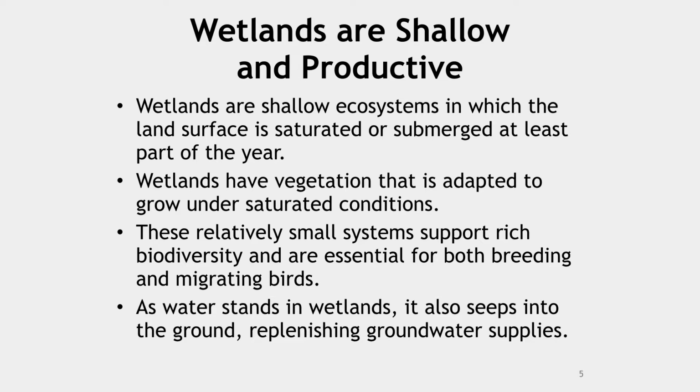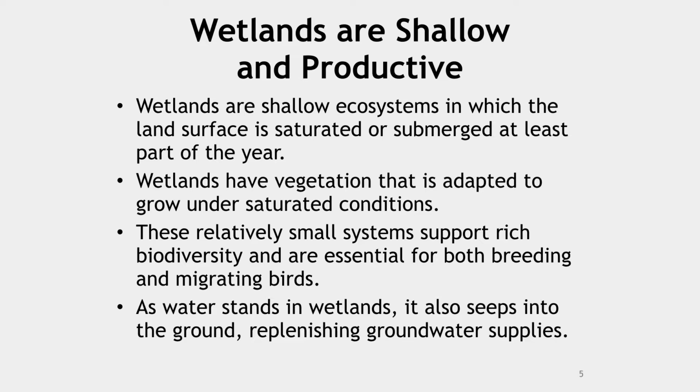These relatively small systems support rich biodiversity, and they are essential for both breeding and migrating birds. Although wetlands occupy less than 5% of the land in the United States, the Fish and Wildlife Service estimates that 1/3 of all endangered species spend at least part of their lives in wetlands. Wetlands retain stormwater and reduce flooding by slowing the rate at which rainfall reaches river systems. Floodwater storage is worth $3 billion to $4 billion per year in the United States.